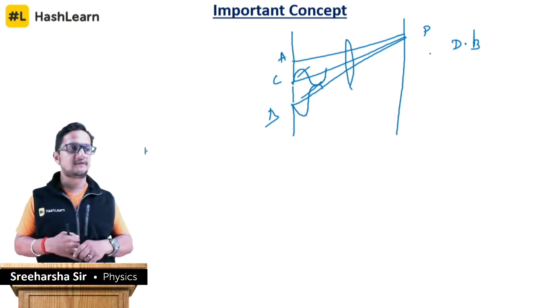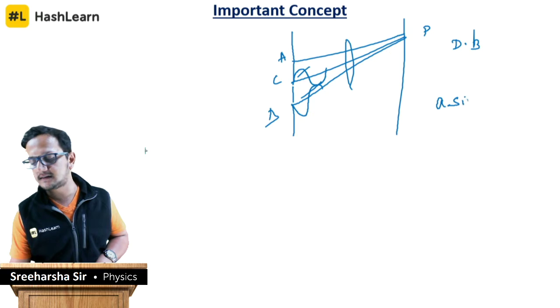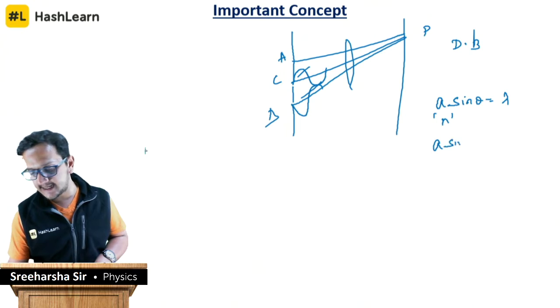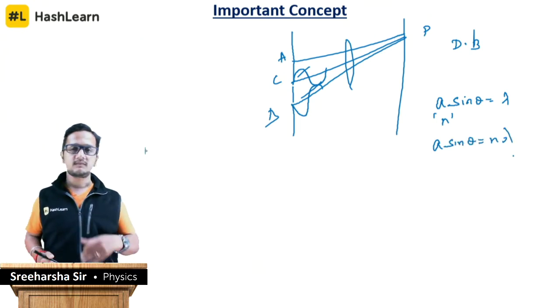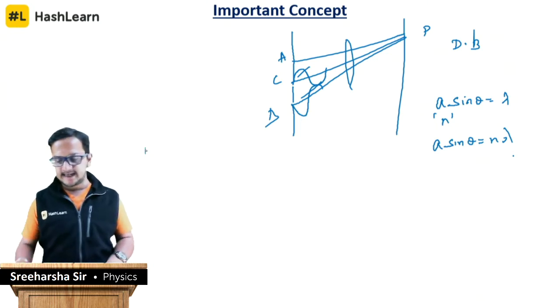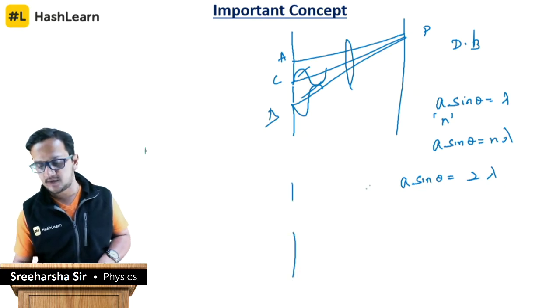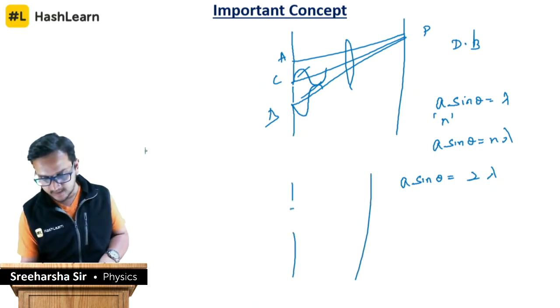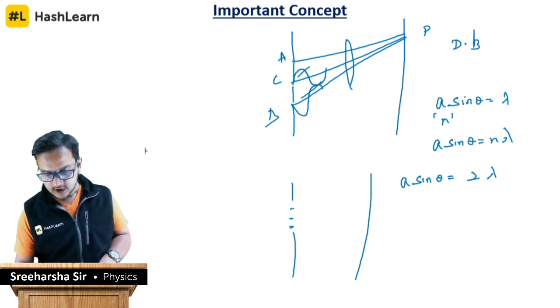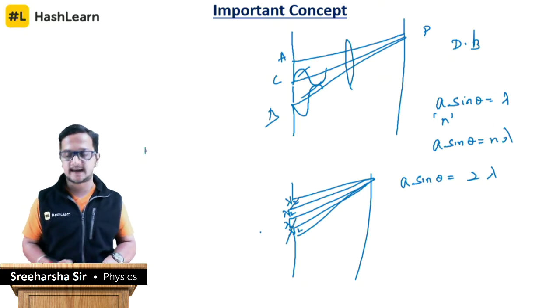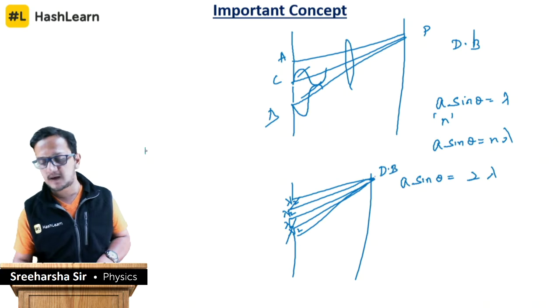So for the first dark band, the condition is a sin theta equal to lambda. For the nth dark band, the condition is a sin theta equal to n lambda. So if I take the condition of a sin theta equal to 2 lambda, then the slit will be broken into 4 equal parts: 1, 2, 3 and 4. So here it will be lambda by 2, lambda by 2, lambda by 2, lambda by 2. These two will get cancelled, these two will get cancelled. So there will be a dark band formed again.